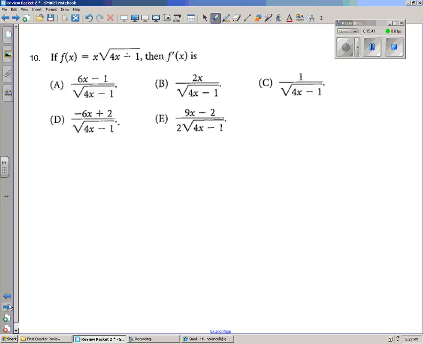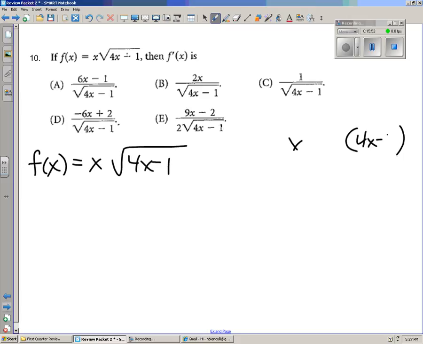Number 10, if f of x is x times the square root of 4x minus 1, then f prime of x is, if you read this, it's x times square root of 4x minus 1. So this is a product rule question. Square root of 4x minus 1 should be rewritten as 4x minus 1 to the 1/2. And taking derivatives, derivative of x is 1. Taking the derivative of 4x minus 1 to the 1/2, we would get 1/2 times 4x minus 1 to the -1/2 times 4.